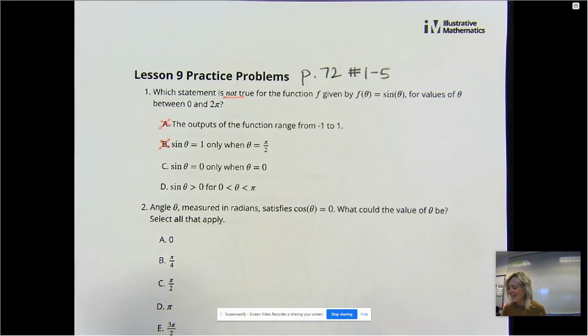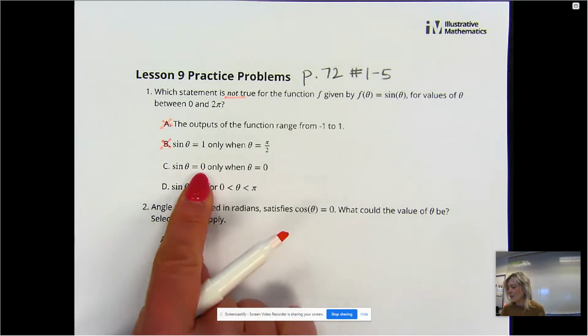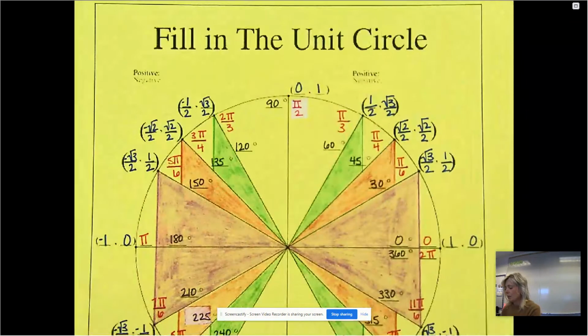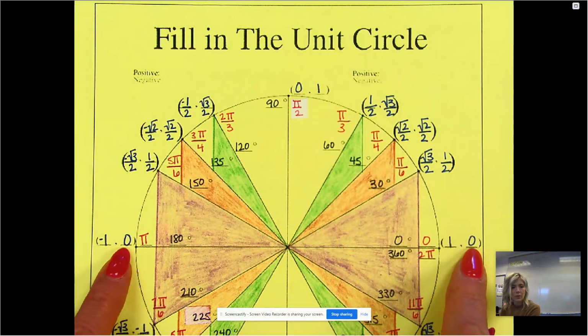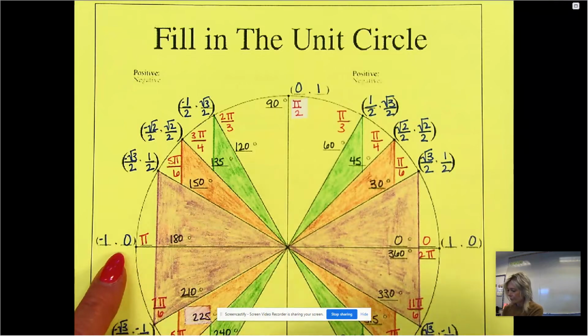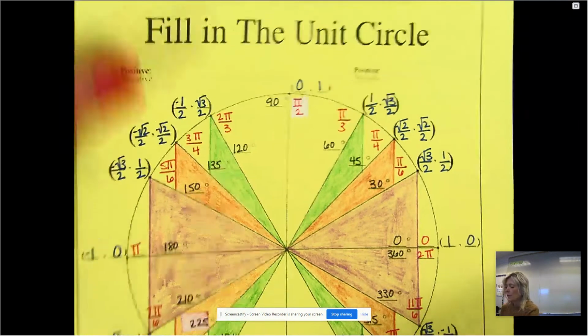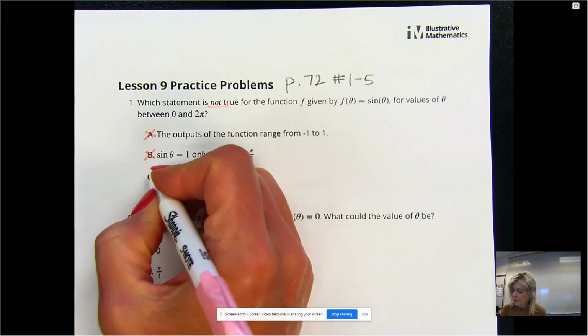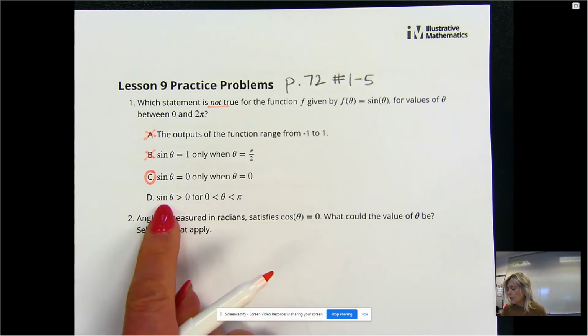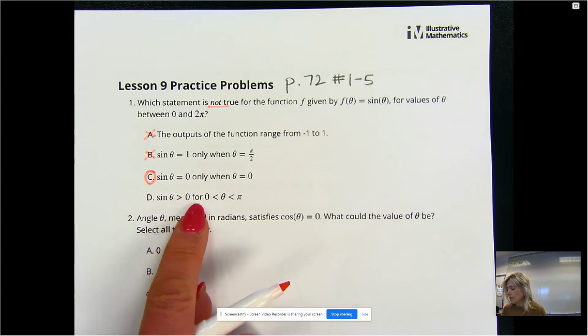And then C, the sine of theta is equal to 0 only when theta is equal to 0. That one is not true because the sine of theta is equal to 0 in both of those places, when theta is 0 and when theta is pi. So I think we found the one that's not true. C is not true.